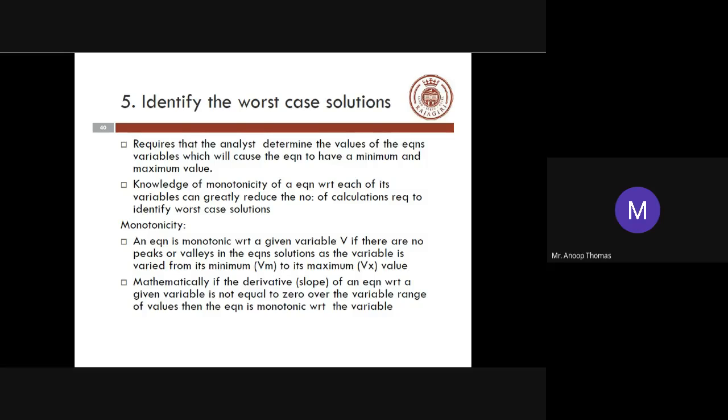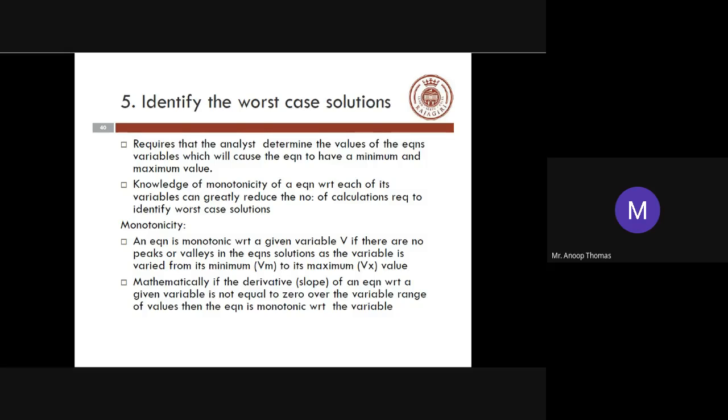So the idea is to find values of equation variables which will give you the minimum and maximum limits. You have an equation z is equal to x squared plus 2xy plus y squared. You want to identify the minimum and maximum value of z. That is what is required for your analysis.